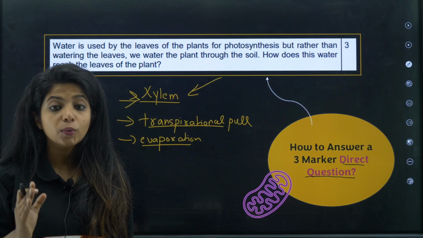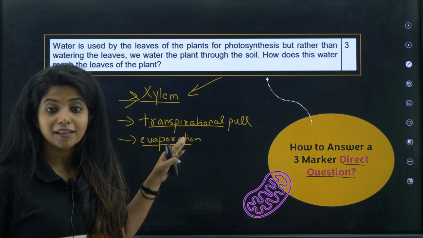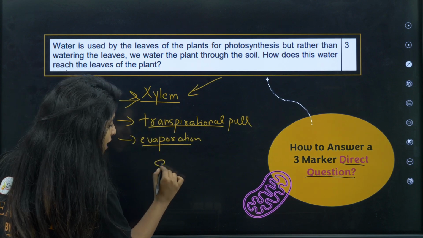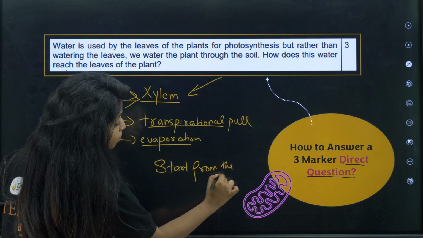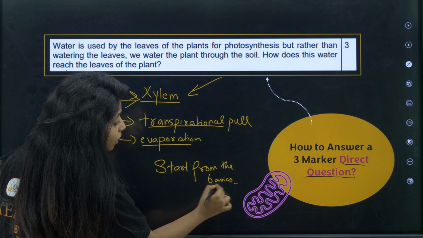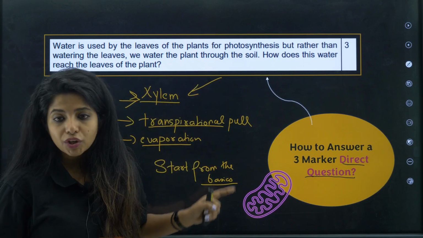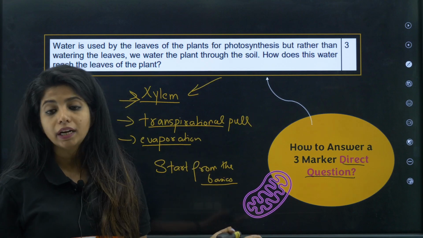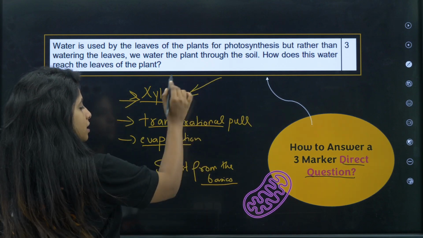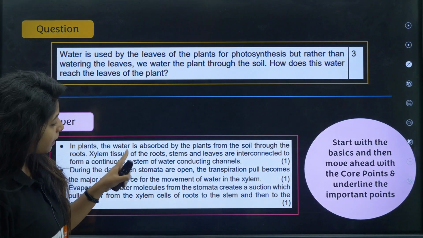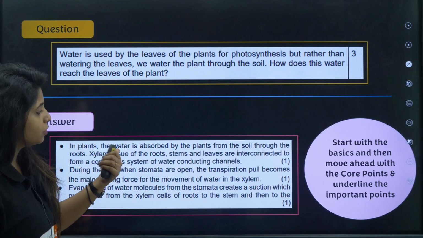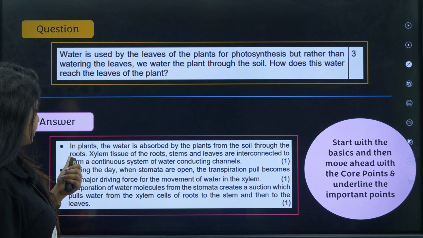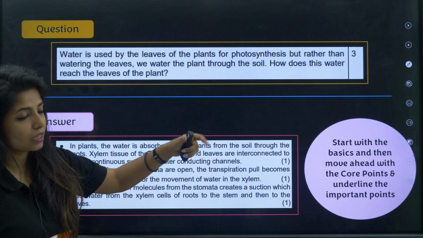But you should know that you should be answering like this. So start from the basics. That's my tip. Start from the basics whenever needed, not every time. But over here, they're asking you how the water reaches, so you should be telling the route, how it is reaching, that is xylem. In plants, the water is absorbed from the soil through the roots. Xylem tissue of the root, stem and leaves are interconnected to form a continuous system of water conducting channels.